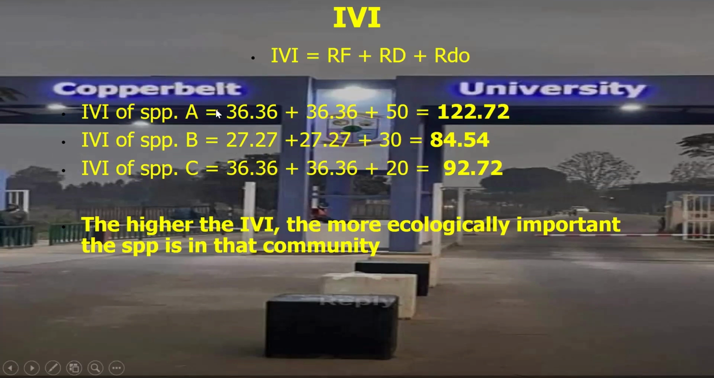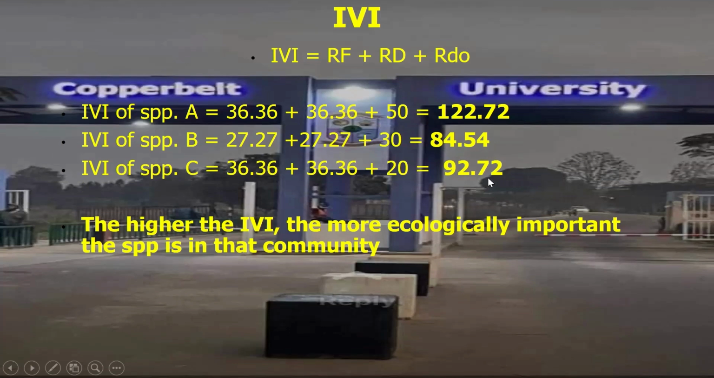So for species A, from the example I provided in the notes, you are getting 36.36 plus 36.36 plus 50. That was the total dominance. Under Appendix 1C, you were getting the total dominance of 50. If you add that, you find the sum, you are getting 122.72 for species A. For species B, you are getting 84.54.